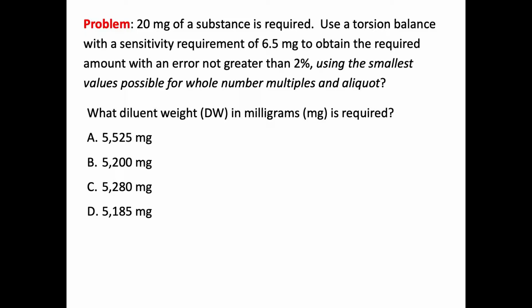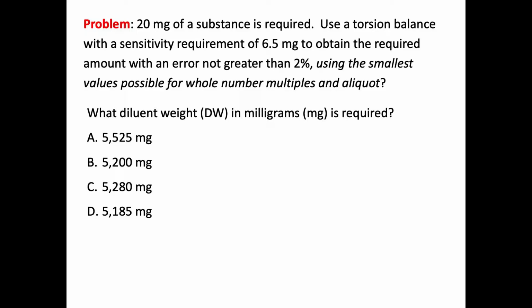Now, this part that I show you here that's italicized is how I will include it on my exam. So any aliquot question I typically give you on an exam will end with this: using the smallest possible whole number multiple and aliquot. That's saying I need you to use the smallest whole number multiple of your multiplication value. So round it up, but round it up to the nearest whole number. Don't go higher than that. And also use the smallest possible value for the aliquot. Hopefully that tells you it has to be the least weighable quantity. It can't be less than the least weighable quantity.